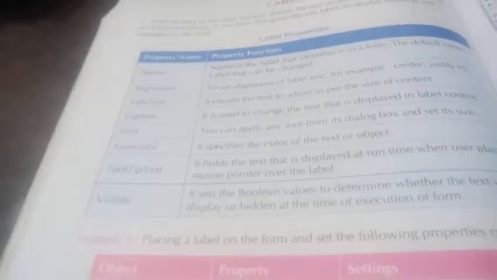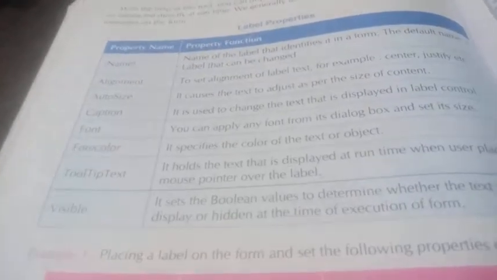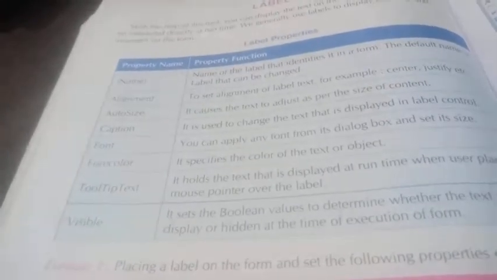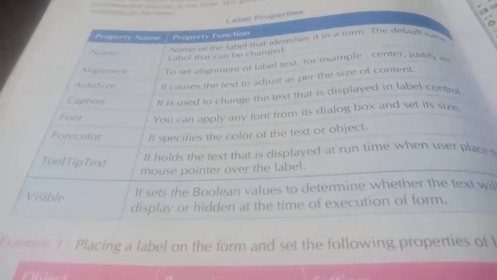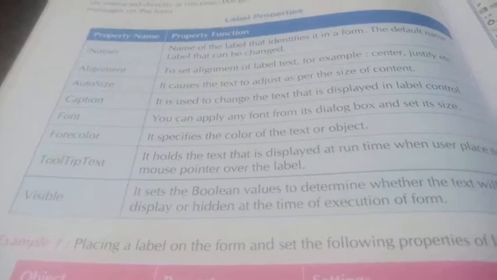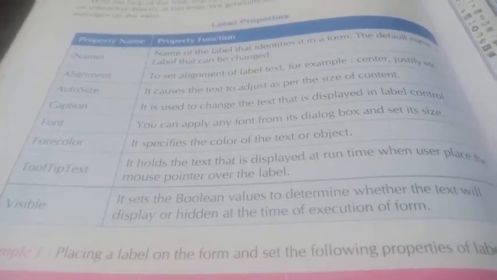When we talk about any control like a text box, we need to enter text. So the label works as a reference. For example, first name and a text box is there, and second name and a text box is there. So first name, second name, and all these types of things are shown in your label. Here is alignment. The alignment setting sets the alignment of the label text, for example center or justify. Auto size causes the text to adjust as per the size of the content.